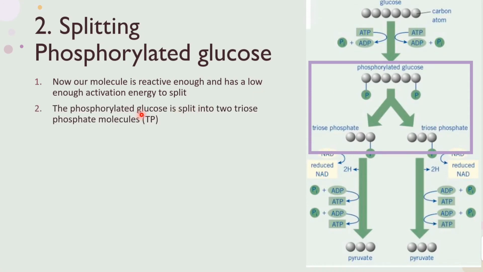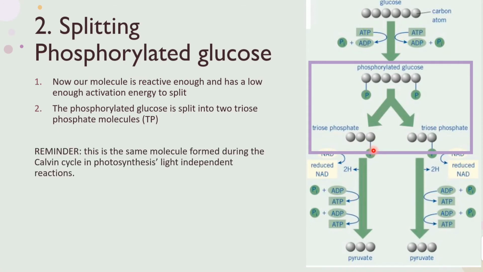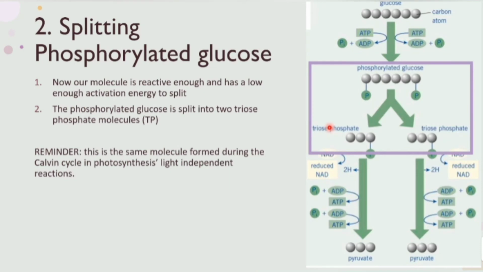So the phosphorylated glucose is split into 2 triose phosphate molecules. So these are these molecules here. They have 3 carbons and 1 phosphate. So these are TP molecules, our triose phosphate. And just as a quick reminder, these triose phosphate molecules are the same molecules formed during the Calvin cycle in photosynthesis's light-independent reactions. So we can see the links between respiration and photosynthesis here. So in the second stage of glycolysis, we're taking our phosphorylated glucose and splitting it into 2 triose phosphate molecules.